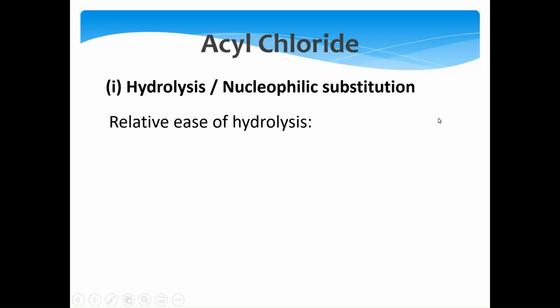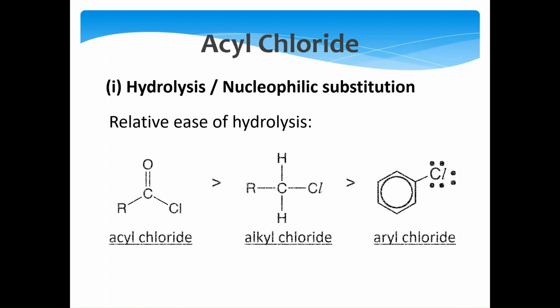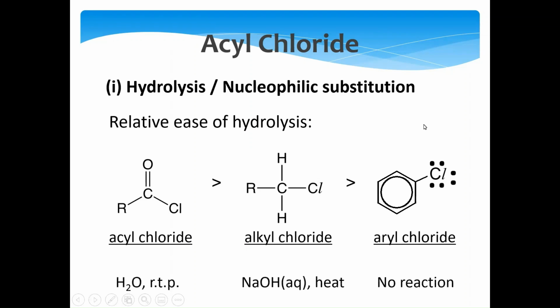We'll now take a look at the relative ease of hydrolysis, comparing that of acyl chloride, alkyl chloride, and aryl chloride. For acyl chloride, if you add water at room temperature, it will react with water vigorously. For alkyl chloride, you will have to add NaOH as well as heat. And for aryl chloride, there is no reaction, even if you add NaOH and heat. So why is that so?